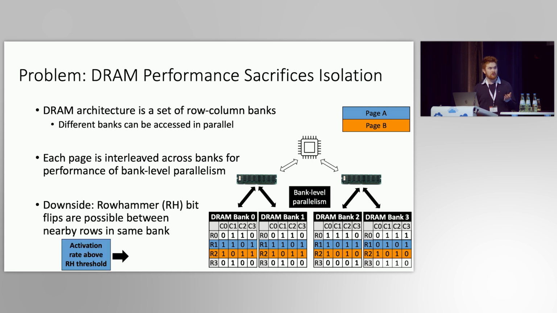The downside, of course, is that we've talked thus far about how having nearby pages, pages from different isolation domains nearby in memory, exposes them to Rowhammer bit flips. So if page A belonging to one tenant activates DRAM above a Rowhammer threshold, we can now experience bit flips in another page potentially belonging to another security domain.